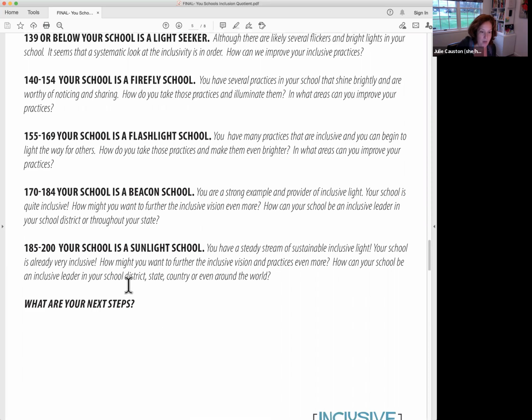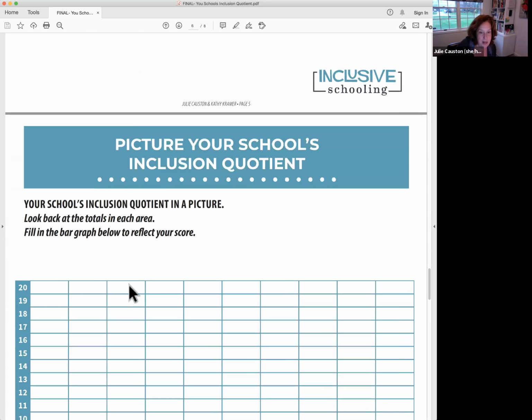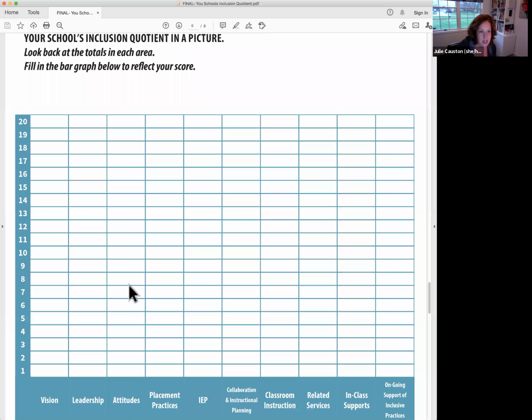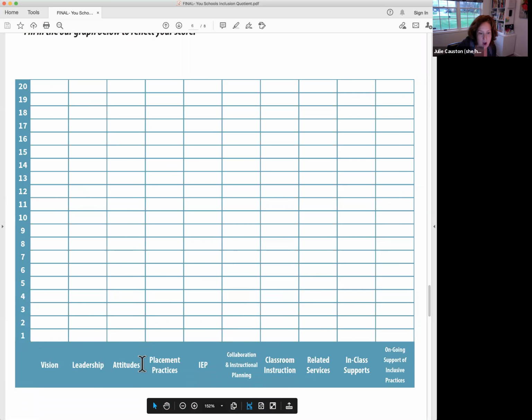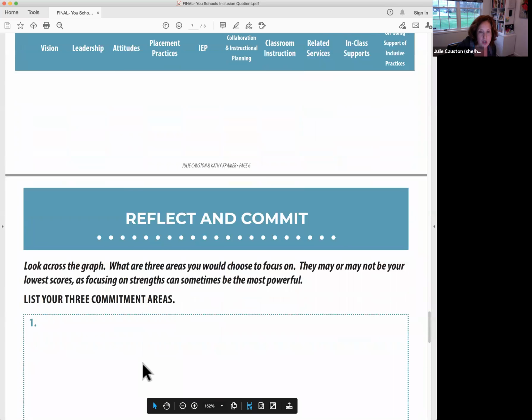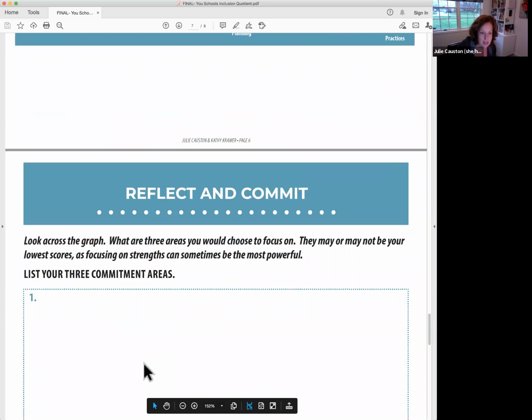We don't just end there. What we do next is have you draw a picture of your school's inclusion quotient. You would fill this in based on the numbers you already came up with. Let's imagine that the attitudes in your school system are sort of lacking, or the leadership in your school system is incredible, way up here at a 20. Either way, you're going to make decisions about what you think you should do to improve your practices. So we suggest that you reflect and commit.